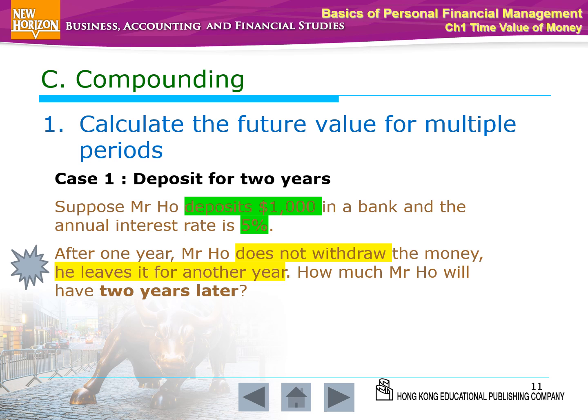Remember, in these 2 years of time, Mr. Ho does not withdraw money, including the interest, and leaves the interest together with the principal for another year. So you ask how much Mr. Ho will have 2 years later. So for compounding, you should remember that interest will not be taken away by the investor, or depositor, and interest will come with the principal for another year, and so on.